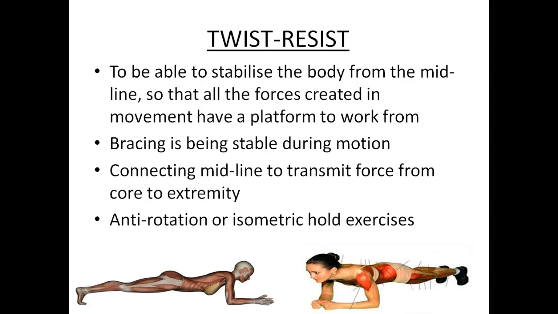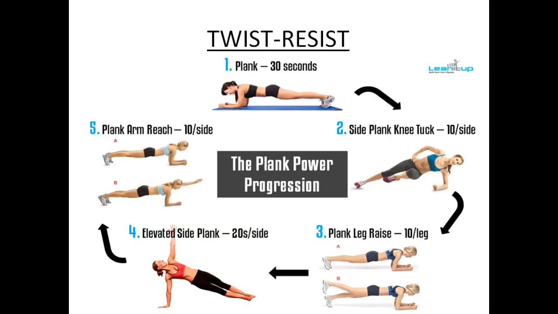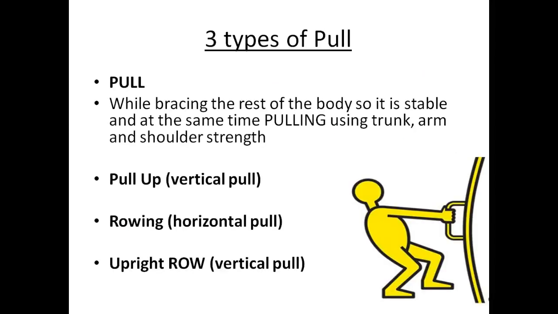Got to be in a good position though. So here we are, we've got an example of different types of plank there. So we've got normal plank, side plank, one leg plank, elevated plank, and then when you're taking your arms off as well. All of those bracing in that position.